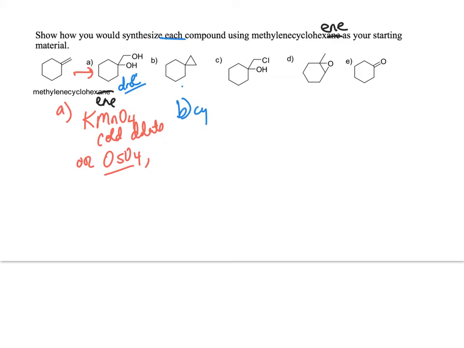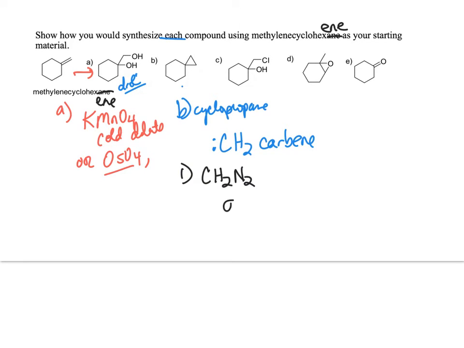For A, this is a cyclopropane, and you want to use basically CH2 carbene. So you need to use a carbene, a CH2. There's 2 ways to do that. You could do CH2N2. This is called diazomethane. And you have to react this with light. Nitrogen is your leaving group to generate your carbene. They don't like that reaction because it's dangerous, it's explosive and toxic.